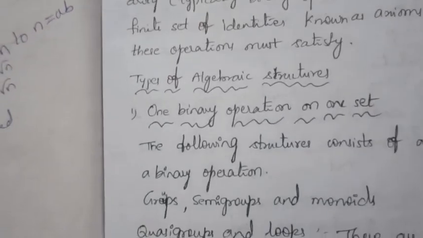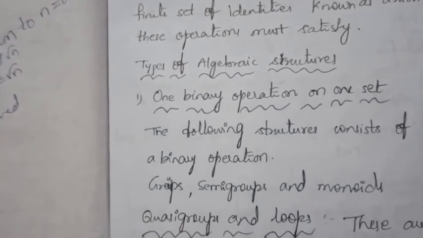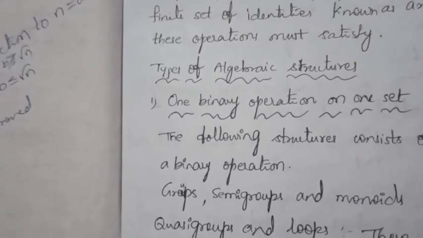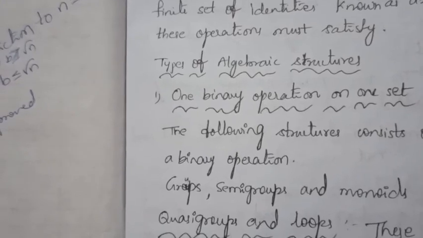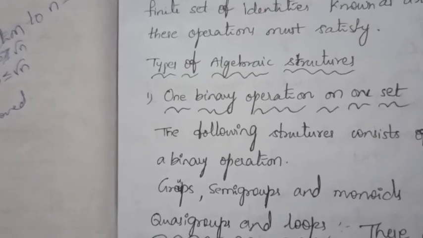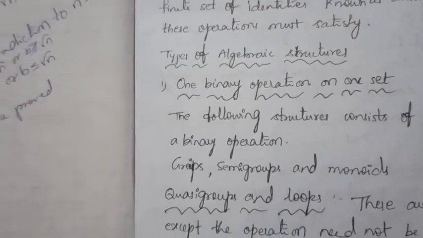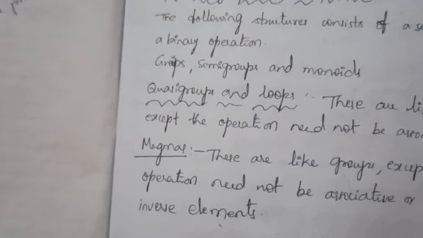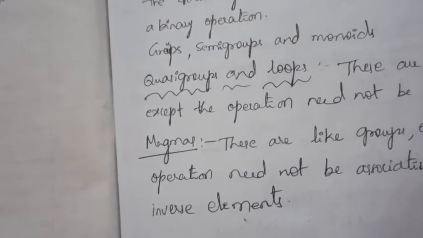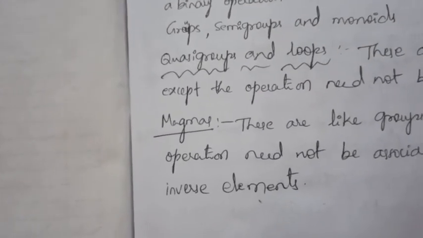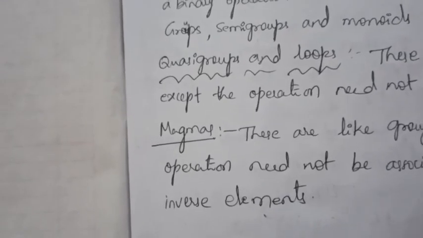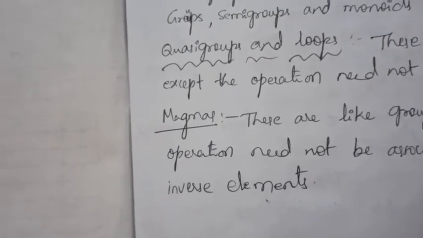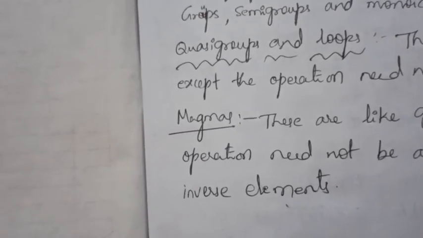And what are the types of algebraic structures? I said one operation on one set. For that we have examples: groups, semigroups and monoids. Most probably we have these only in our syllabus. Next, quasi-groups and loops also come under these, and I gave definitions for those. These are like groups only, except some operations need not be associative. Sometimes the associative operation is not there, but it is a group. At that time that is called quasi-groups and loops.